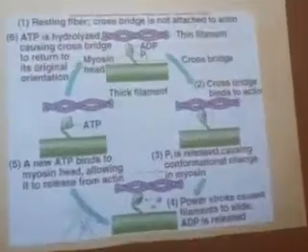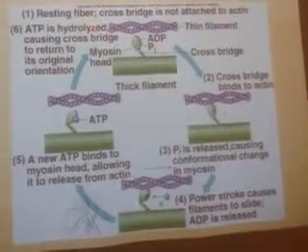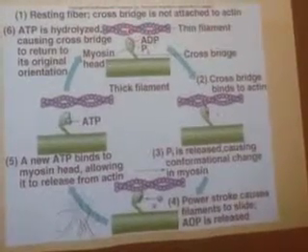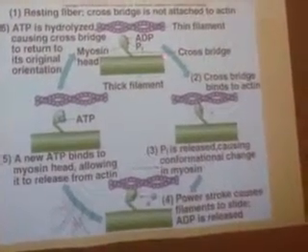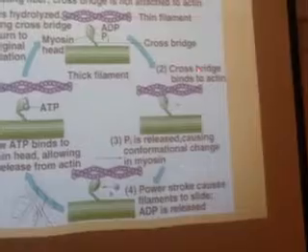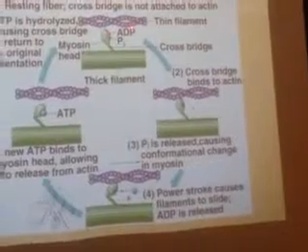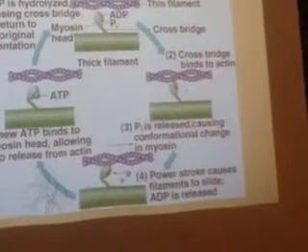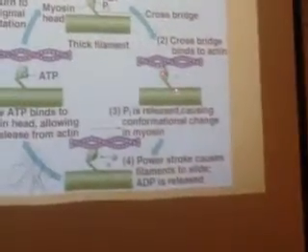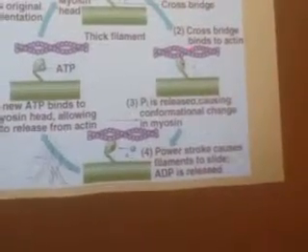Now I will explain the same in the diagram, all the steps I discussed. You see, the first one is the resting fiber. Cross bridges are not attached to actin. Now, the second step: cross bridges bind to actin. In the first picture they do not bind. Here the cross bridge, the myosin head, binds to actin.